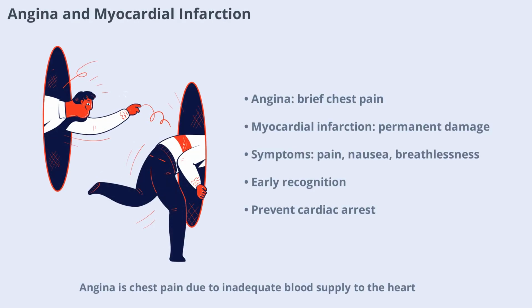Angina is chest pain due to inadequate blood supply to the heart, often triggered by stress, anxiety, or exercise. Pain is brief and usually resolves within 5 minutes without permanent damage. Acute myocardial infarction occurs when a clot develops in a coronary artery, causing permanent damage to heart muscle. Both conditions present with chest pain, heaviness, shortness of breath, nausea, and pain radiating to shoulders, arms, neck, jaw, or upper abdomen. Recognizing these symptoms early is vital for effective management and preventing progression to cardiac arrest.